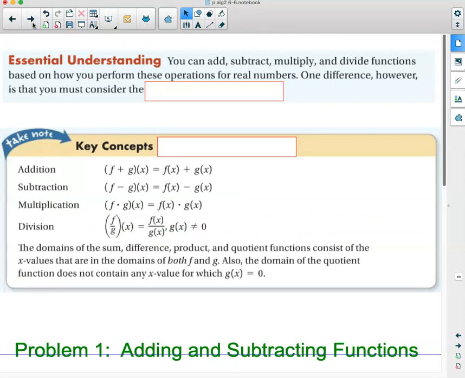We can add, subtract, multiply, and divide functions based on how you perform these operations for real numbers, which I hope right now you're like, we've been doing that, because we have. We've been adding, subtracting, multiplying, and dividing all kinds of things. Our difference, what we have to focus on today, we have to consider the domain of each function. It's like a warning to people, hey, use these numbers. These numbers are going to work great.